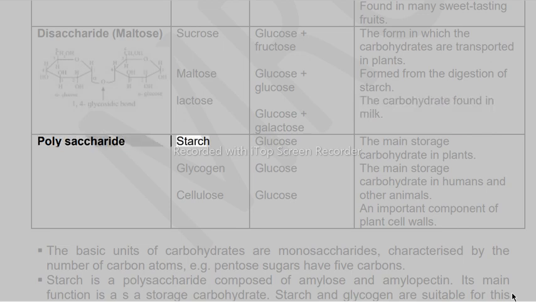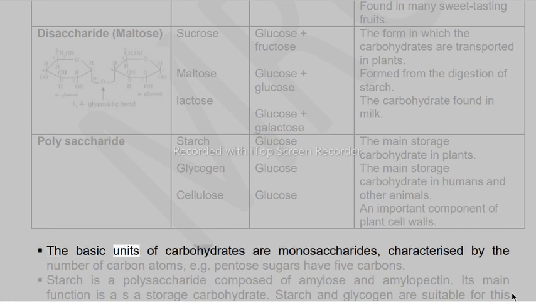Polysaccharide: starch, glycogen, cellulose, all made up of glucose. Starch is the main storage carbohydrate in plants. Glycogen is the main storage carbohydrate in humans and other animals. Cellulose is an important component of plant cell walls.